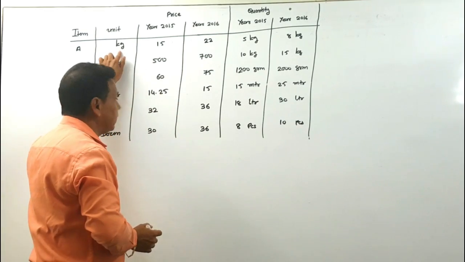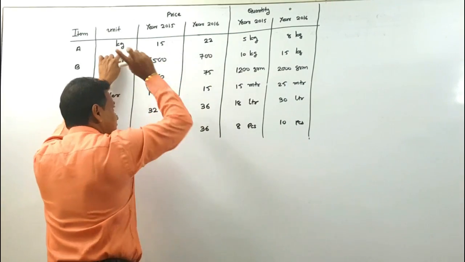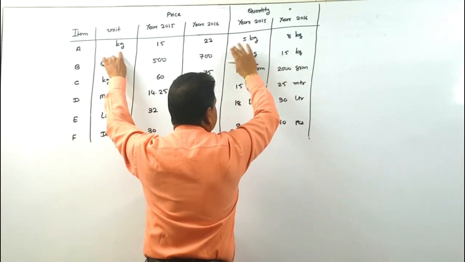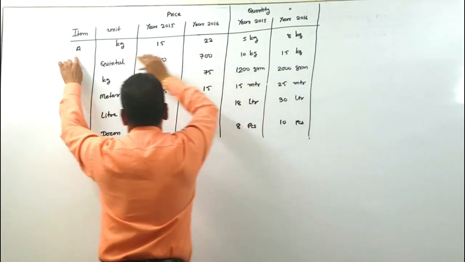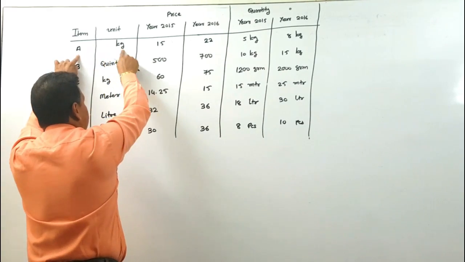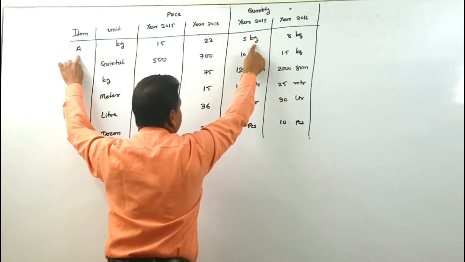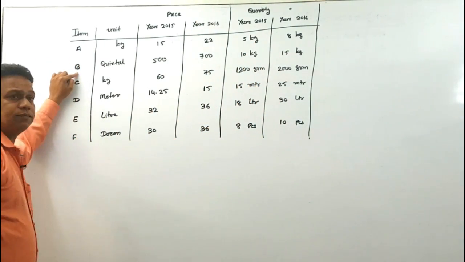So if our unit is kilograms, we need the price per kilogram, and the same way we need the quantity in kilograms. So there is no need to change anything. So the first item is uniform. For item A, the unit becomes kilograms, prices are per kilogram, and the quantity is also in kilograms. Now we have to move on to item B.